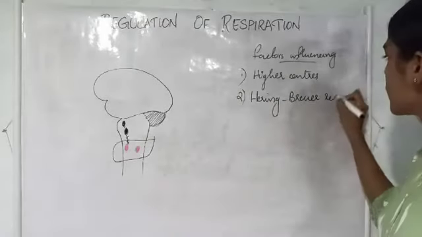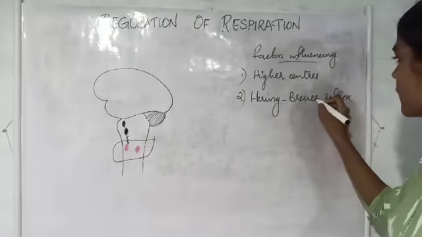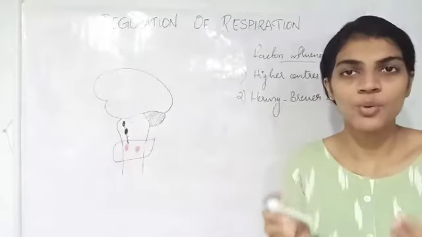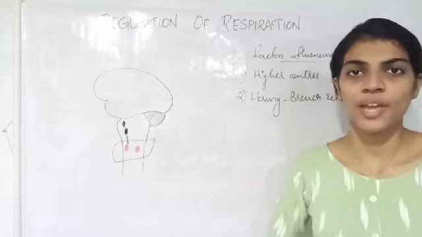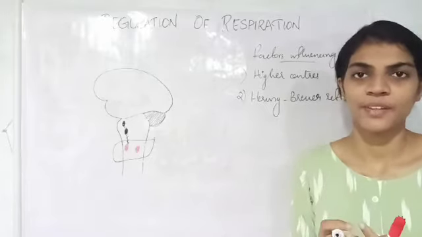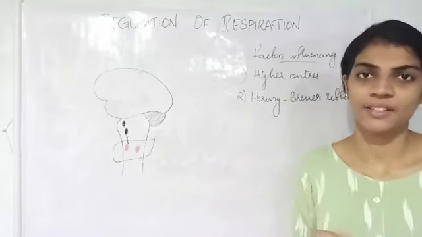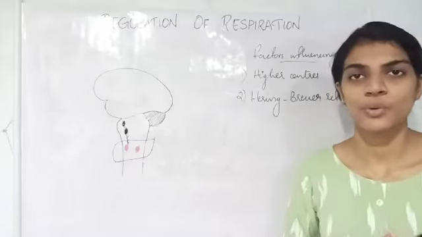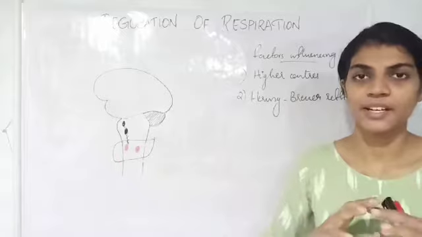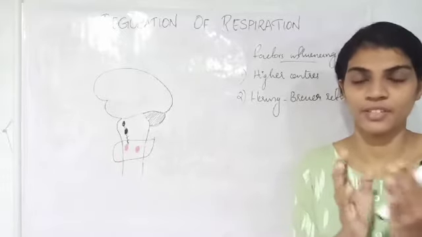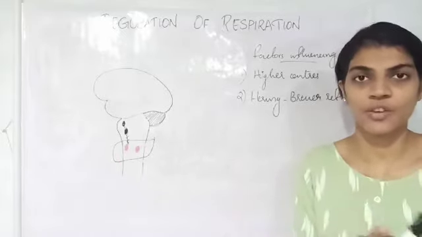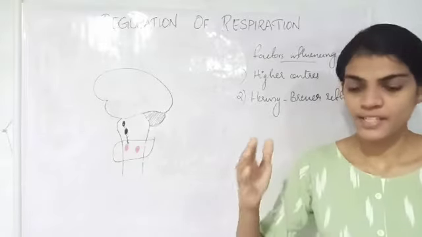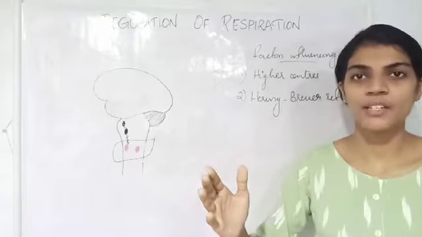Hering-Breuer reflex. It is a reflex that can happen upon the lungs. In the lungs, we know that there are certain receptors. We know that the lungs is an elastic organ which can stretch. But at a certain point, the stretch of the lungs has to be stopped.